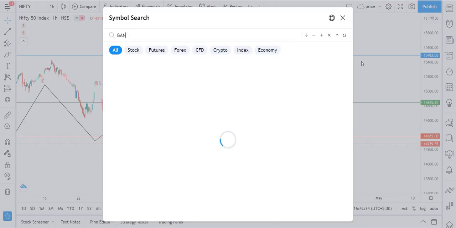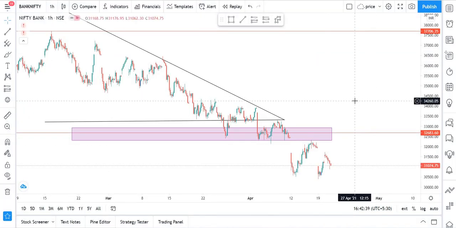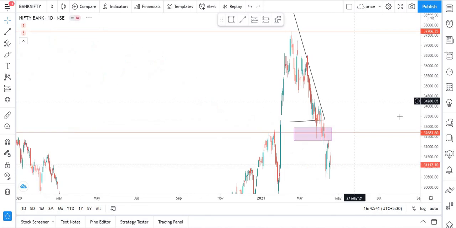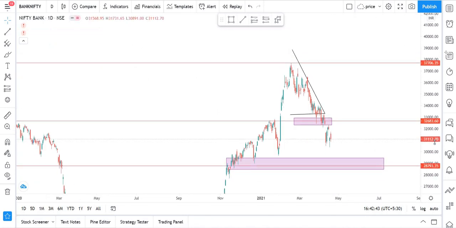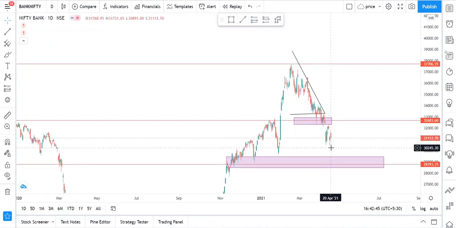And let me show you the Bank Nifty also on the daily time frame. So yeah, this is Bank Nifty on the daily time frame. As you can see, this is again a good bear candle. So yeah, my expectation from the Bank Nifty is to move towards this support zone. These are my expectations from the Bank Nifty.